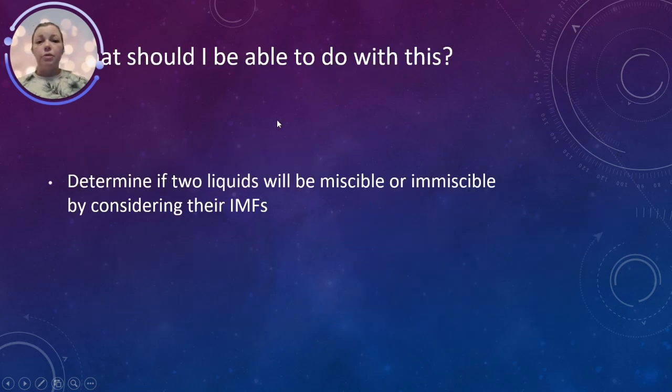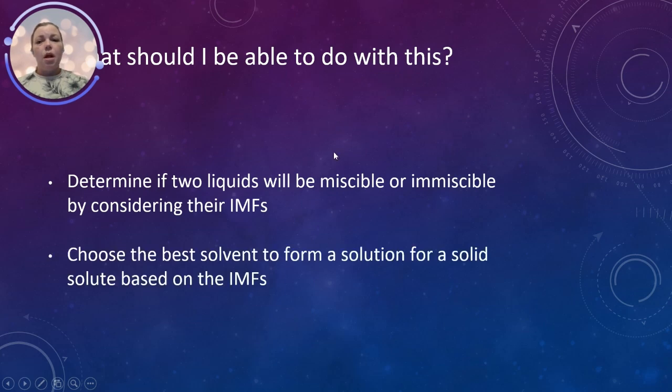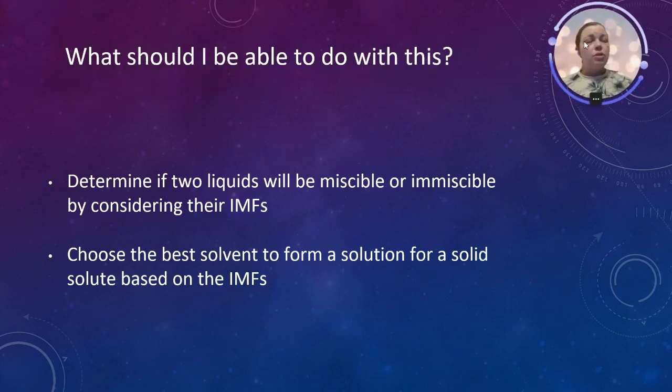So what should you be able to do with this? First of all, determine if two liquids will be miscible or immiscible by considering their IMFs. And second, choose the best solvent to form a solution for a solid solute based on the intermolecular forces. This relates directly to the glitter bottle or the blue glitter lab if you did that. Also relates to the lava lamp lab if you did that. And also there are demos that you can seek out online. My favorite one is potassium permanganate and iodine in water versus hexane. Does a really nice job of illustrating this as well. So go check those out if this is still a little fuzzy to you.